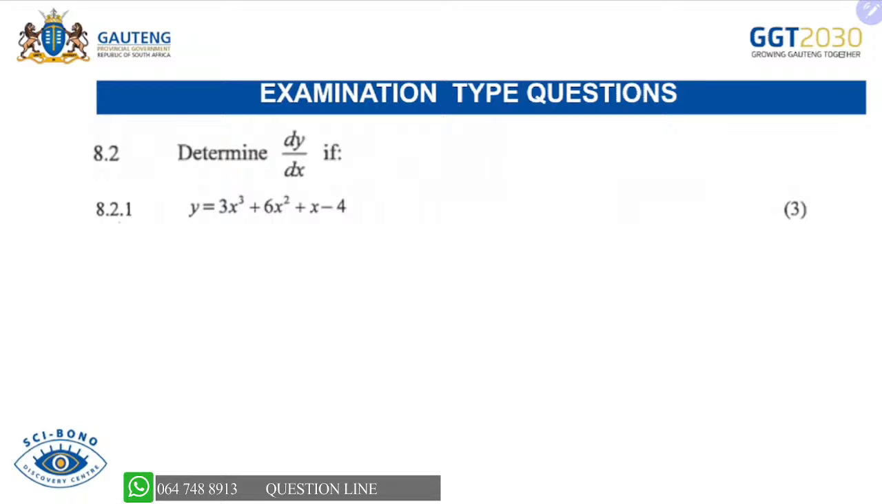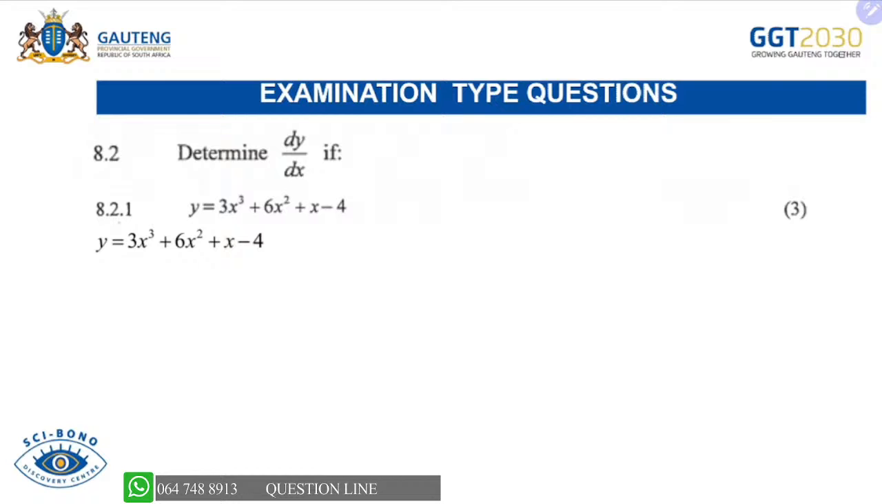8.2, we are given our function as y is equal to 3x cubed plus 6x squared plus x minus 4. This one, we are just supposed to use the rules of differentiation. You can't use first principles there for 3 marks. We just use the rules. So you will realize that our function is given as that.